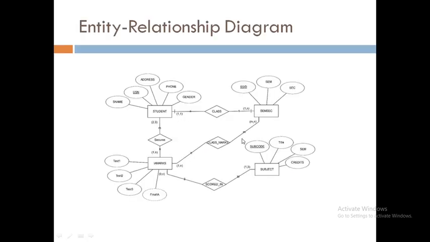Now if we draw the ER diagram, here we can see student is an entity which is having this information as name, USN, address, phone and gender. SEM section, SSID, semester and section. And as I said, student and SEM section are connected or related using class. So this becomes a relationship between student and SEM section.